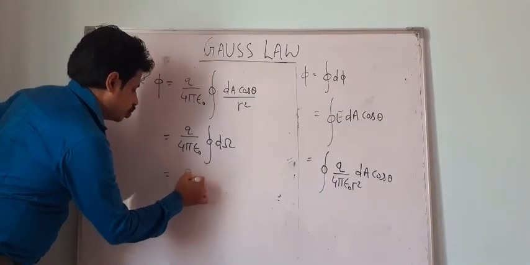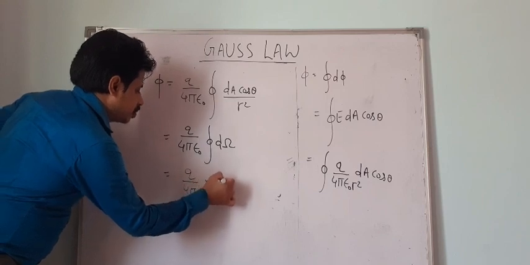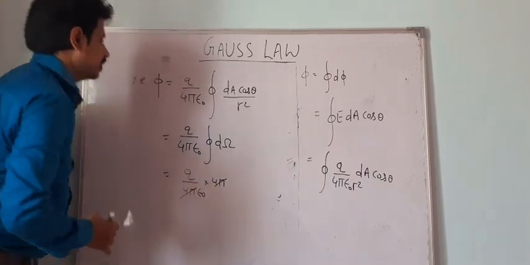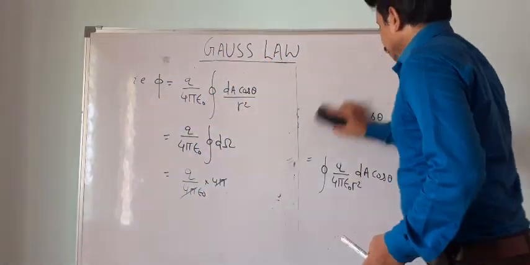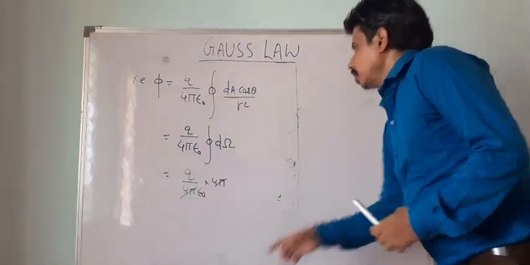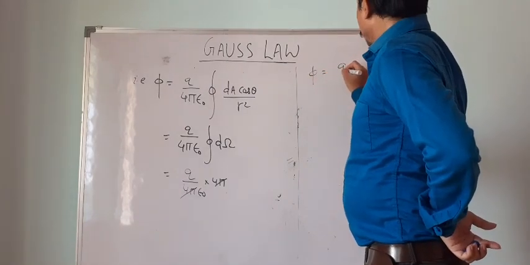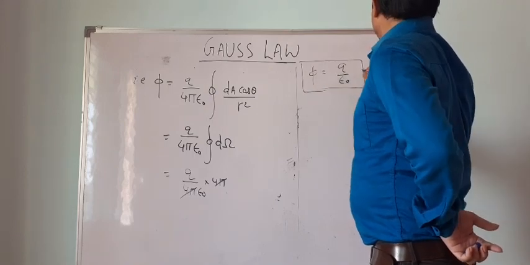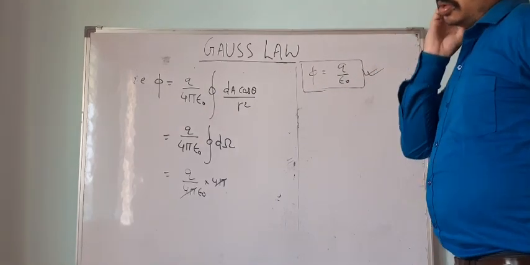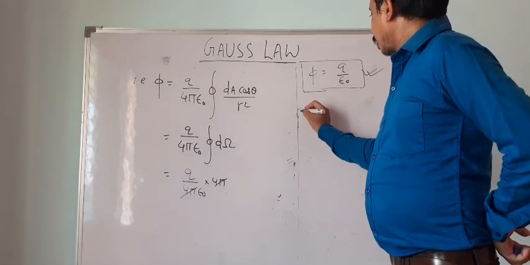Then it is q by 4 pi epsilon naught into 4 pi. The 4 pi cancel, and here phi is equal to q by epsilon naught. So this is proved. So finally we can write the mathematical statement.